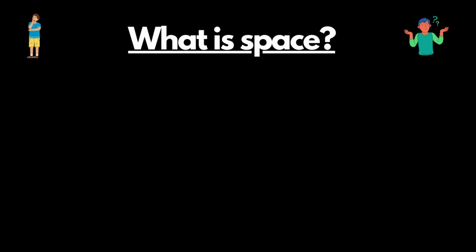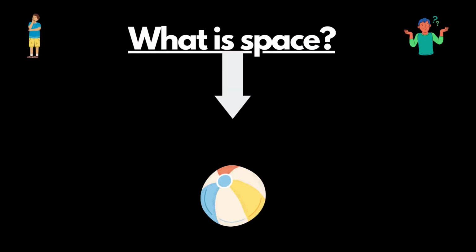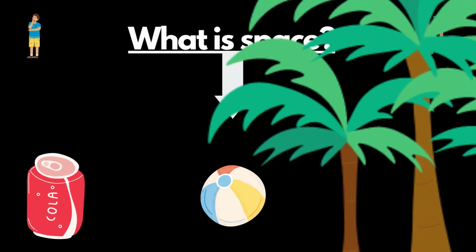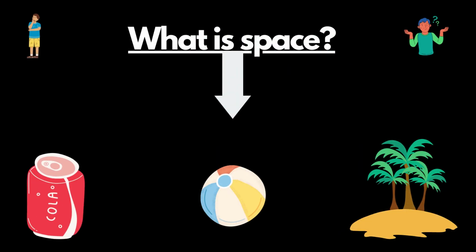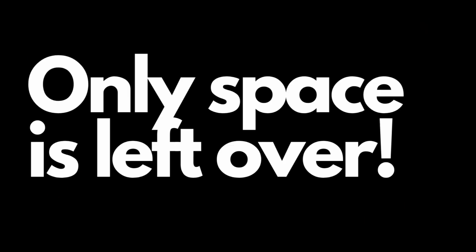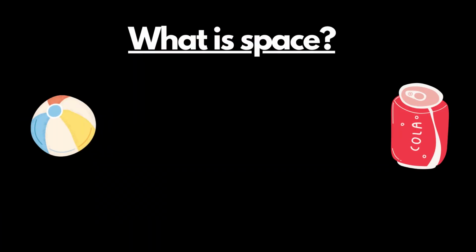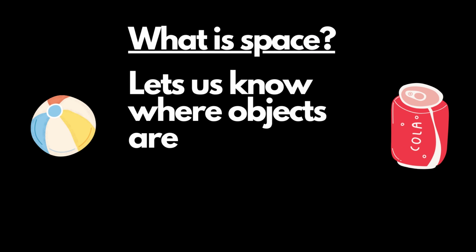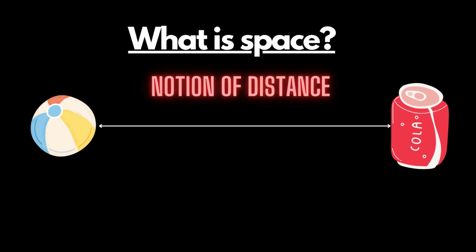So what is Newtonian space? Newtonian space acts as a background upon which objects are placed. It's a background in the sense that even if we took all of the objects in the universe out of it, there would still be space. Space gives us a reference as to where objects that are placed into it are.